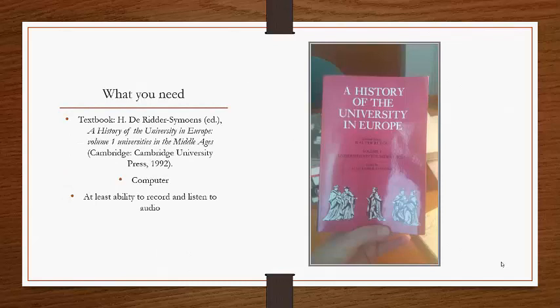You also need to have some materials for this class. Now, first off is the textbook. That's a picture of it there. A History of the University in Europe. Now, make sure you get Volume 1. Volume 1 is Universities in the Middle Ages. There's a whole load of volumes. It's a whole series, A History of the University in Europe.